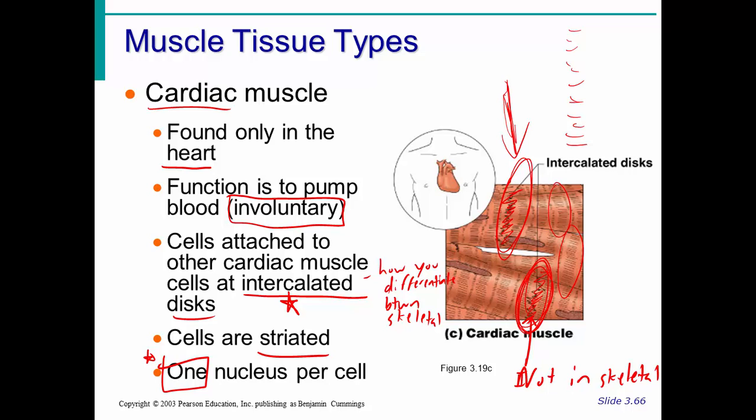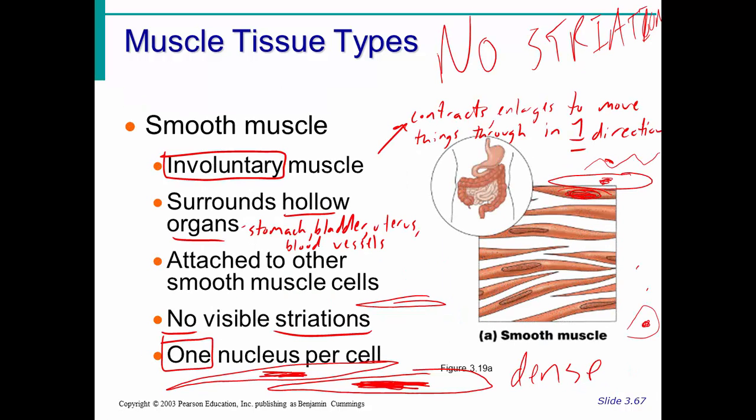for cardiac tissue is that there might be spaces between them, versus skeletal muscle, you're really not going to see that.